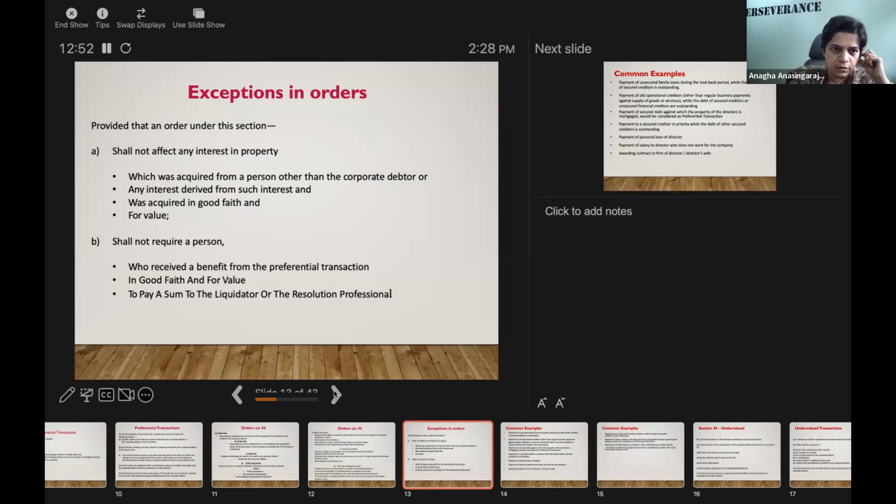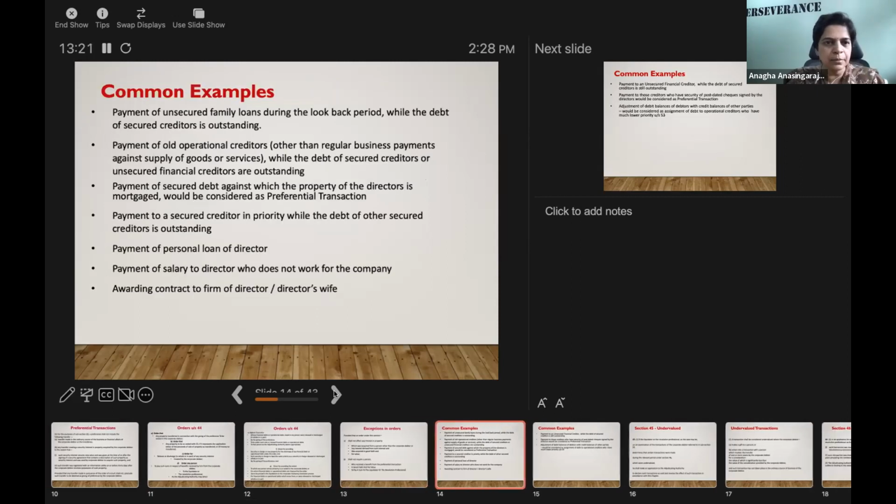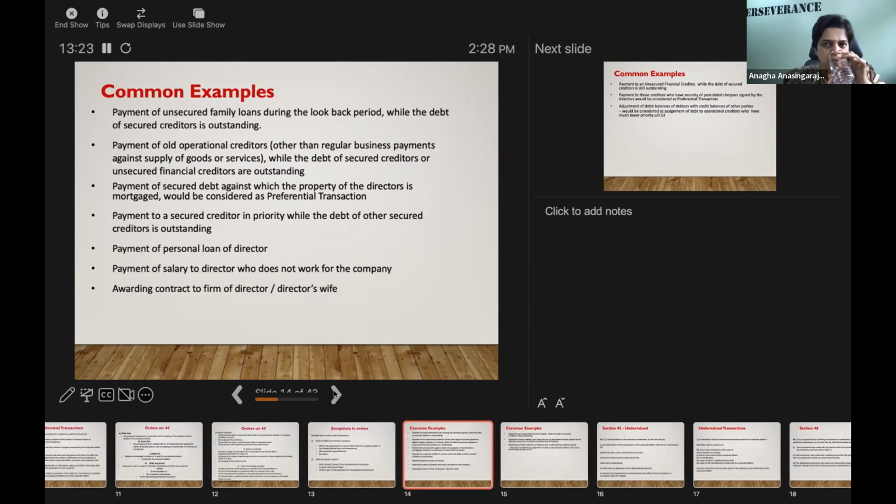Then order under this section shall not require a person who received a benefit from the preferential transaction in good faith and for value to pay a sum to the liquidator or to the RP. So maybe in this case, we may not be able to ask to get back the value from that third party, but whoever was instrumental in entering into the transaction, say the director or the shareholders of the company, we can instead ask them to give that benefit back to the company. Certain common examples of preferential transactions.